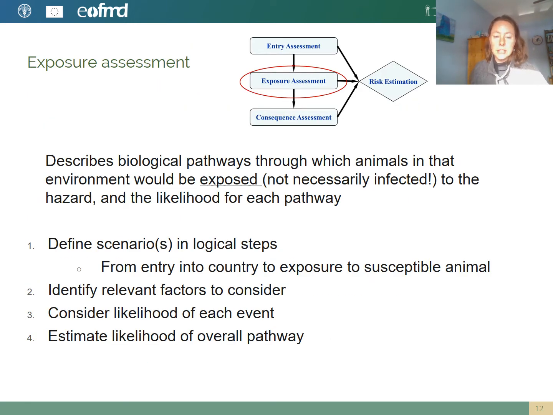The exposure assessment describes the biological pathways through which animals in the environment would be exposed, but not necessarily infected, to the hazard and the likelihood for each one of those pathways. So it's similar to the entry assessment. You define the risk pathways, identify relevant factors to consider the likelihood of each step along the pathway, and finally estimate the likelihood of the overall pathway.